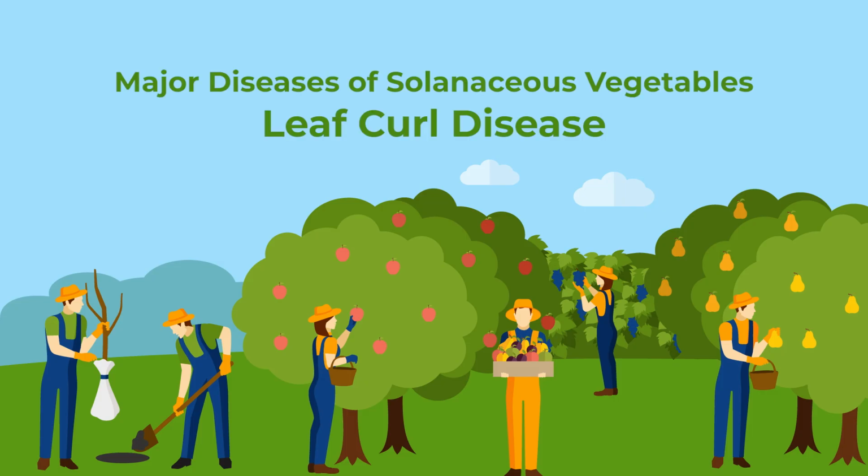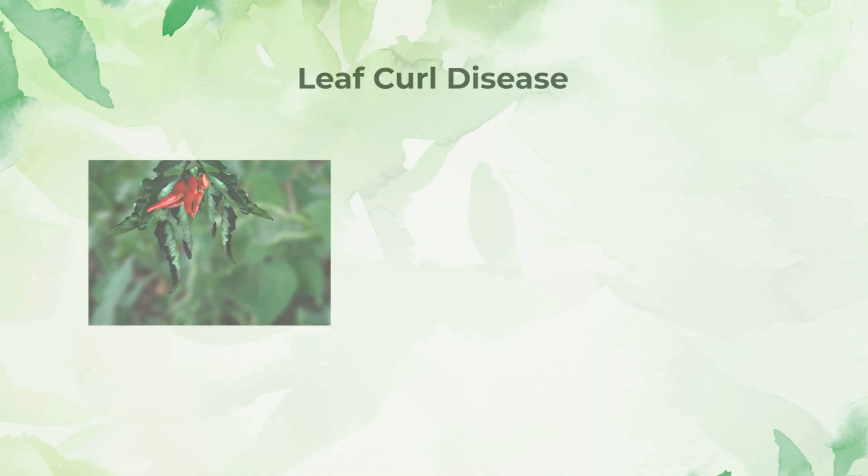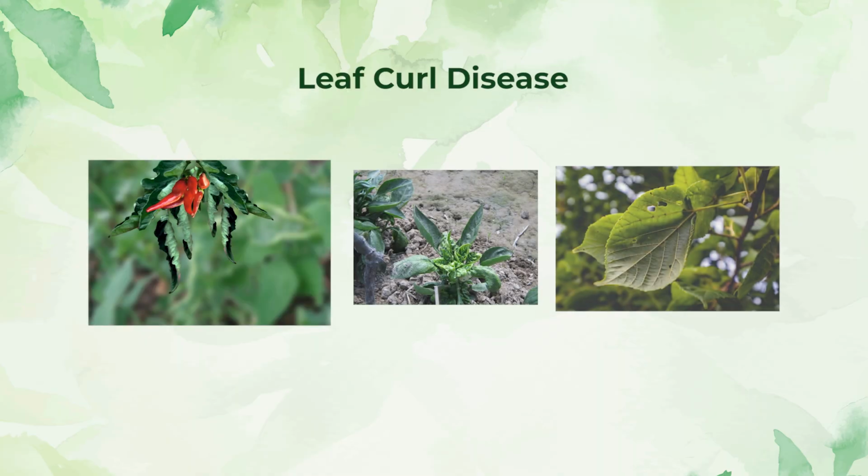Seventh, leaf curl disease. It is an important viral disease of the tomato and chili plant. The virus is transmitted by whitefly. The leaves show downward rolling, curling, twisting and chlorosis. The plants show stunted growth with short internodes. It gives a bushy appearance to the plant. Such plants do not bear flower or fruit at a later stage.